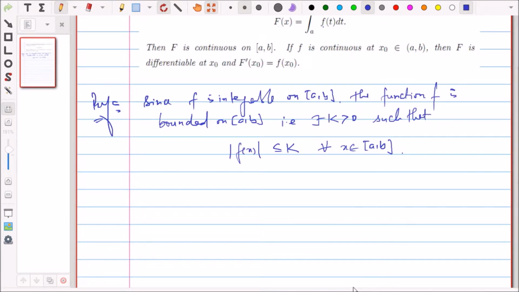Now, because we want to show continuity, what do we have to show? Continuity, in fact we will show that the function is uniformly continuous. And what is the condition for uniform continuity? |f(x) - f(y)| is less than or equal to |x - y| for x, y belonging to R.